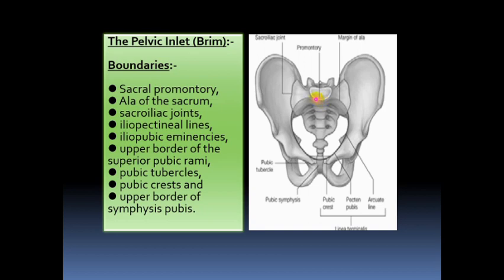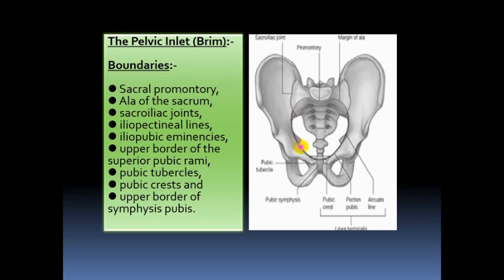Then there will be the ala of the sacrum. This is the ala of the sacrum. Then the sacroiliac joint. This is the sacroiliac joint. Then the iliopectineal line. This is the iliopectineal line. Then the iliopubic eminence. This is the iliopubic eminence.